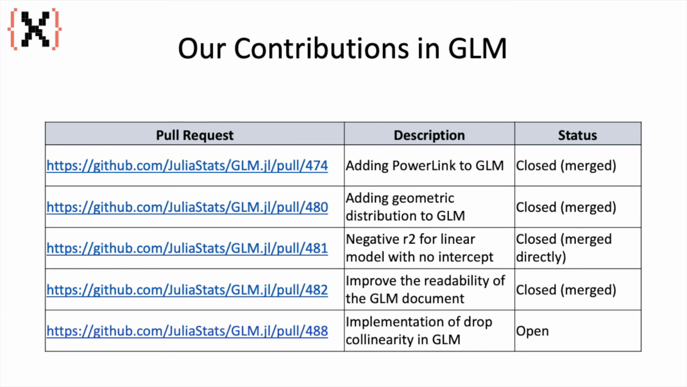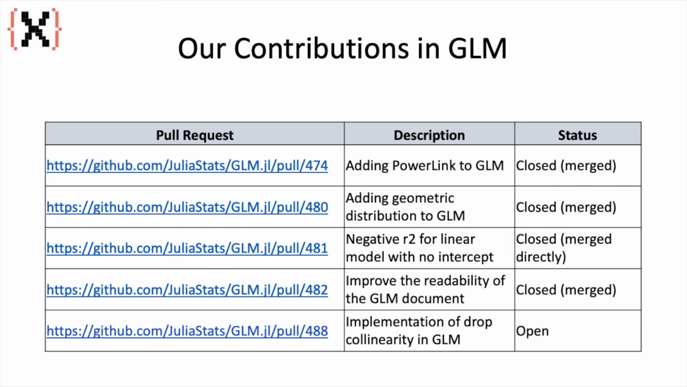The following are our contributions to Julia GLM. We have added the power link function and geometric distribution. We have corrected some functionalities in GLM for models with no intercept so that it produces correct metrics like R squared. We have also tried to improve the readability of the GLM documentation.